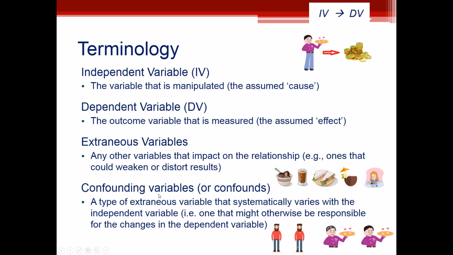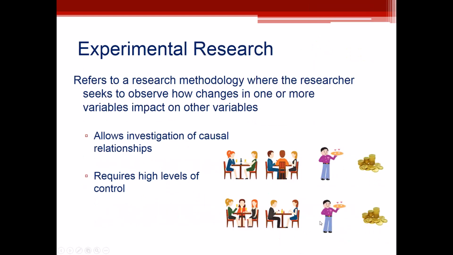Fourth term to be aware of is confounding variables, or confounds. Confounds are a type of extraneous variable that systematically changes with our independent variable. So if you were to go back to our example and say, well, we're interested in the level of friendliness of the waiters impacting on the amount of tips received, and we manipulate that by having a smiling waiter or a frowning waiter. If it turned out that all of our smiling waiters tended to be older and all of our frowning waiters tended to be younger, then when we see a difference in tips, it's not due to smiling or frowning, it's due to age of the waiter.